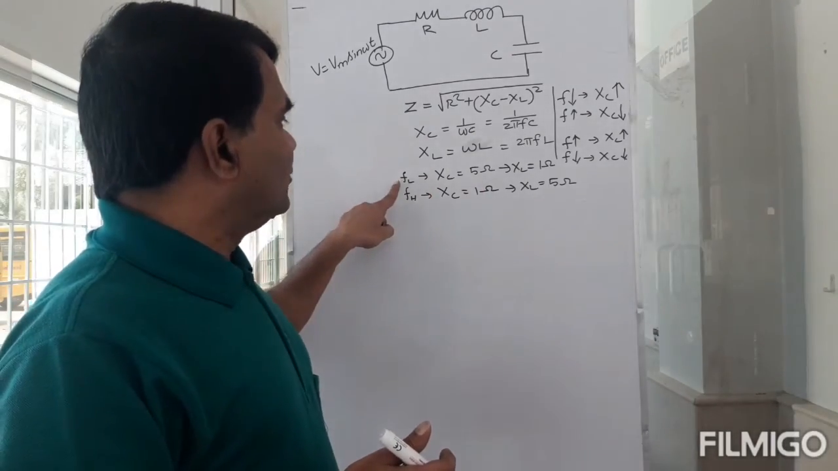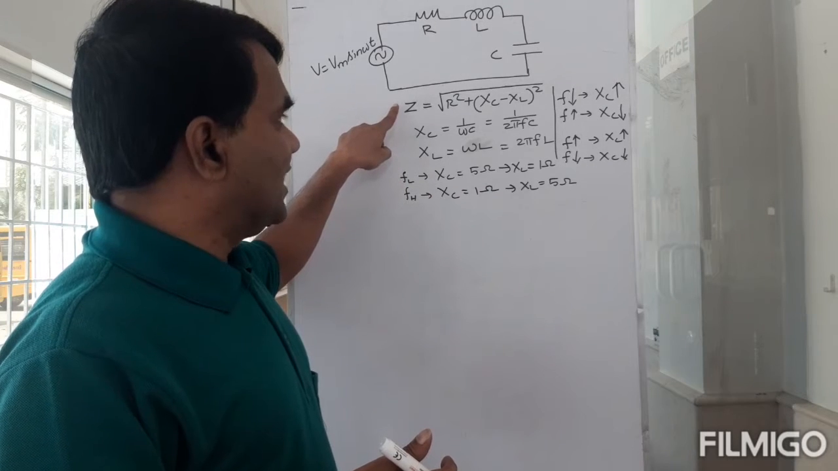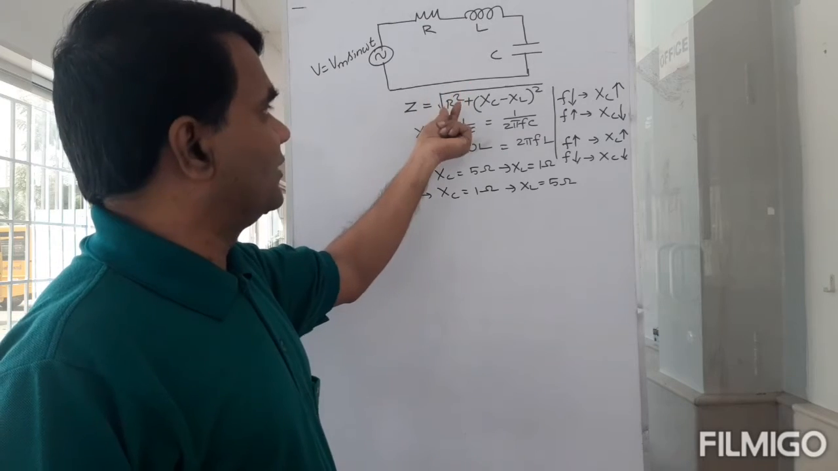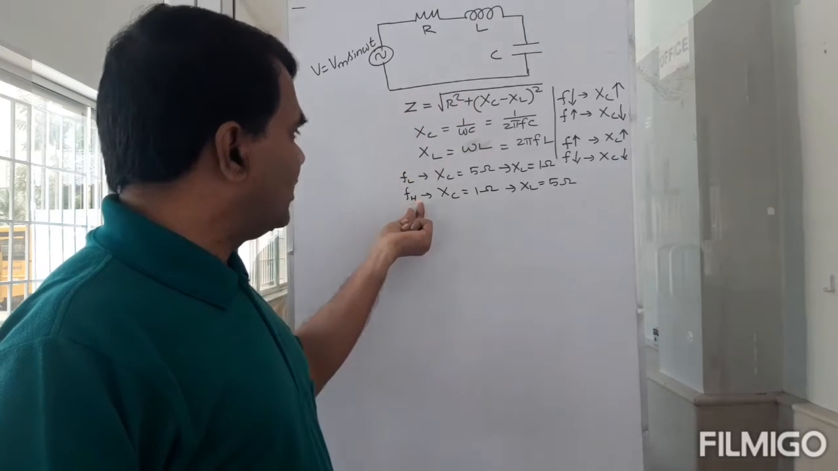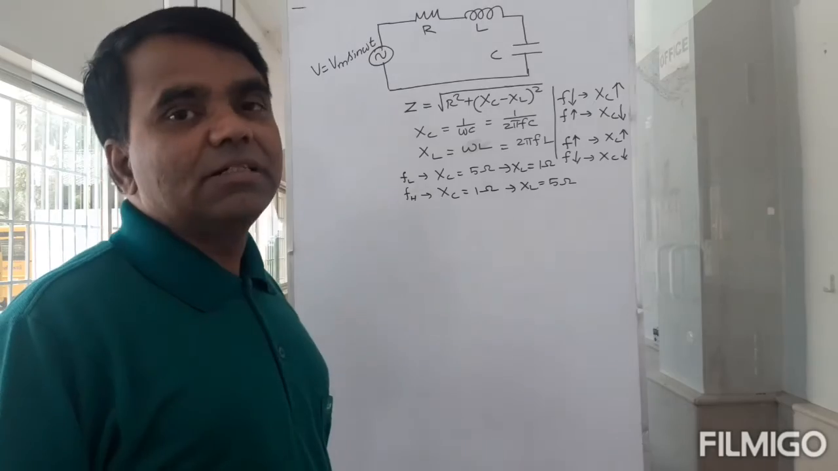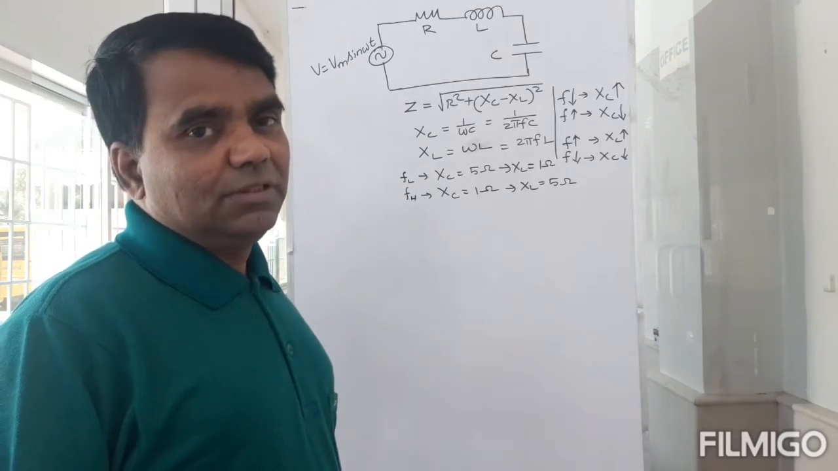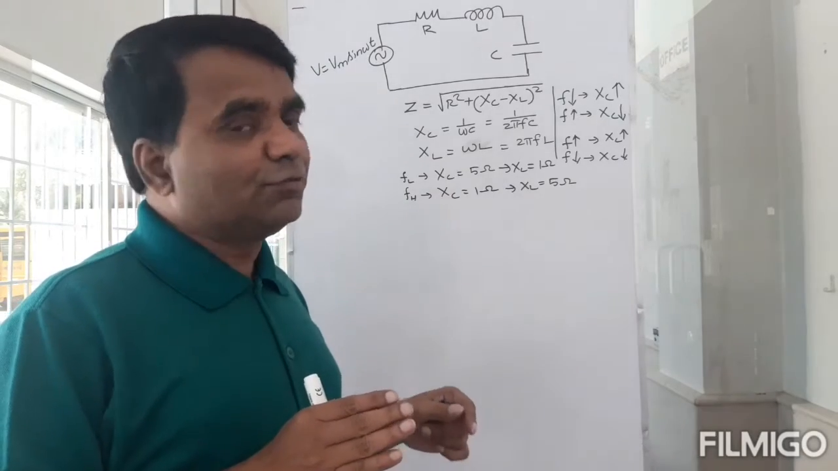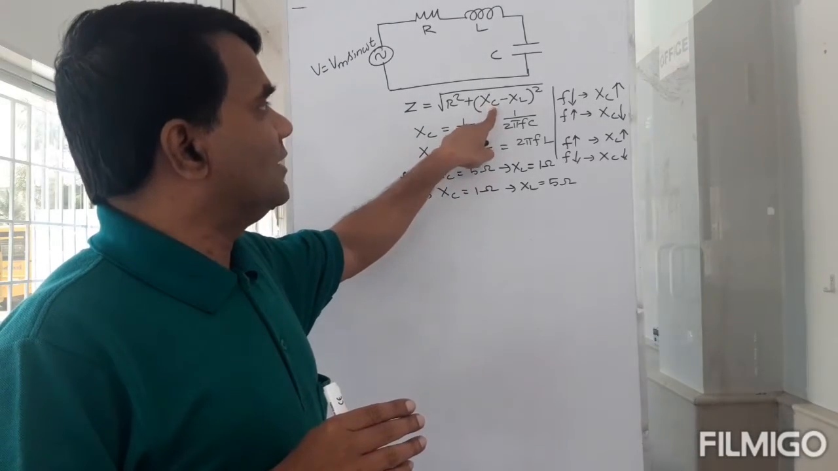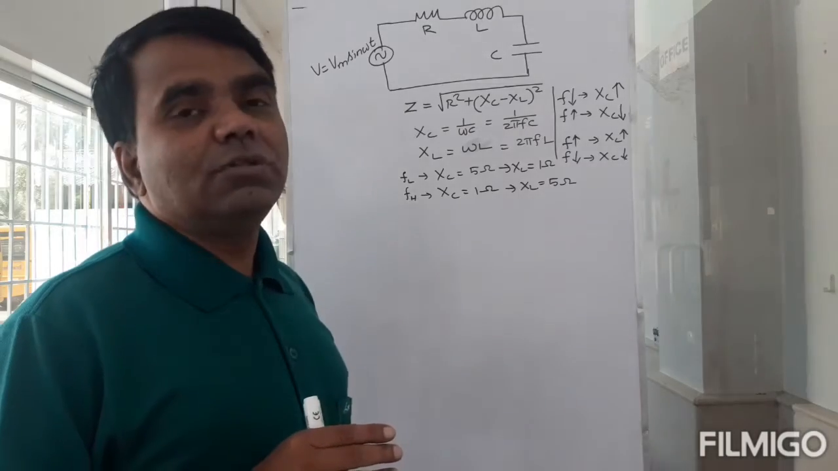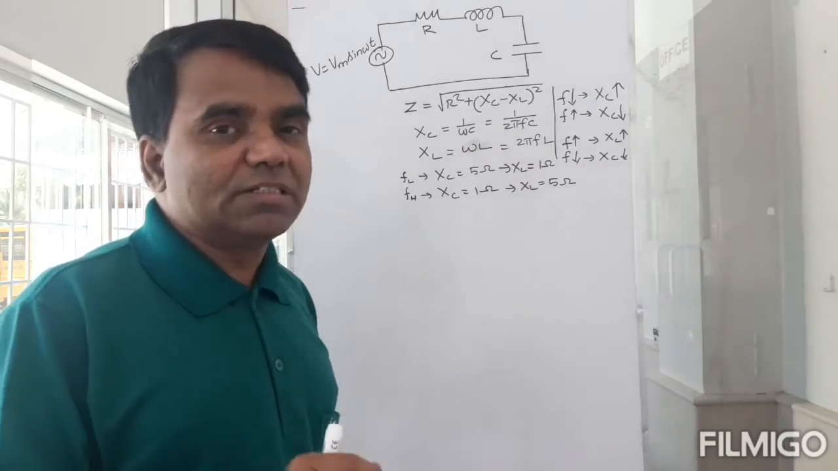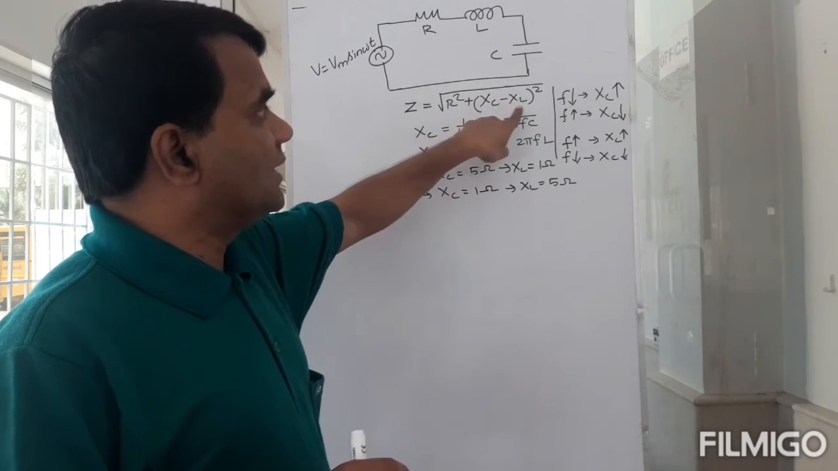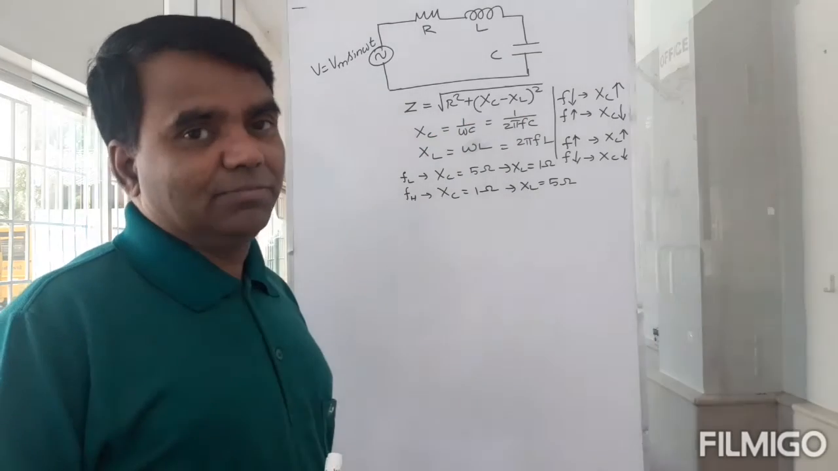So for a low value, you can get the same Z. R is going to be same, right? Because R is not going to be impacted by frequency. For a high value also you can get the same Z. And in between, there is some frequency for which your XC can be equal to XL.